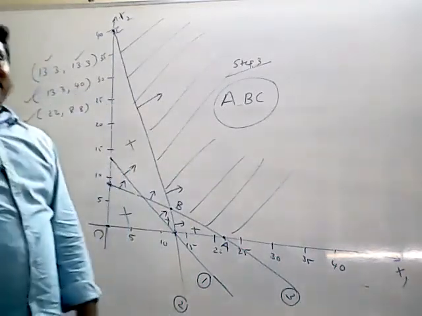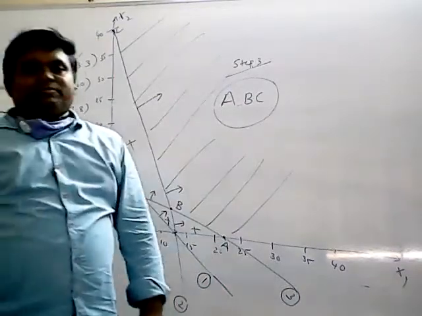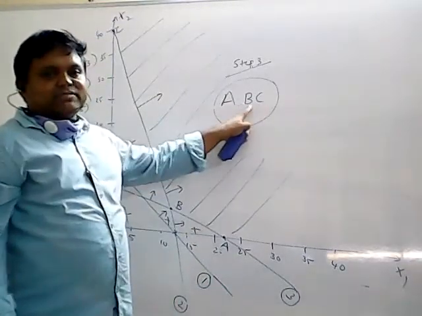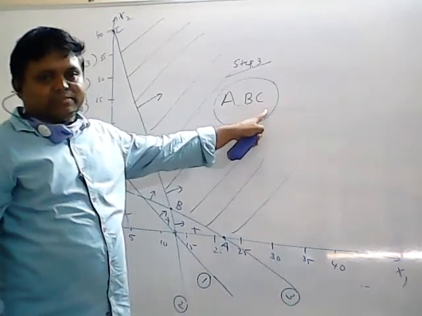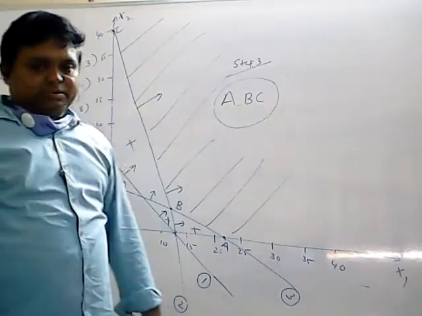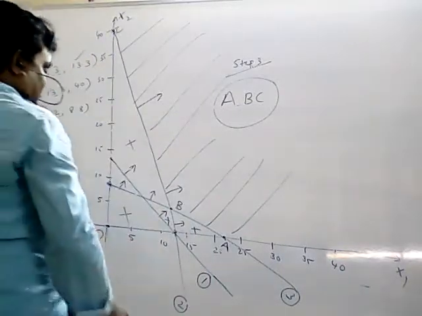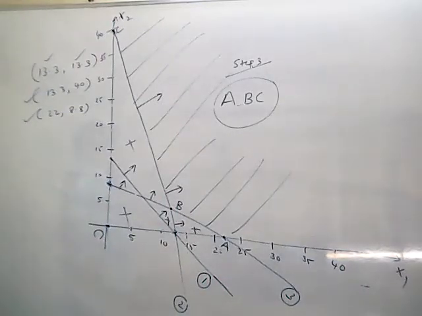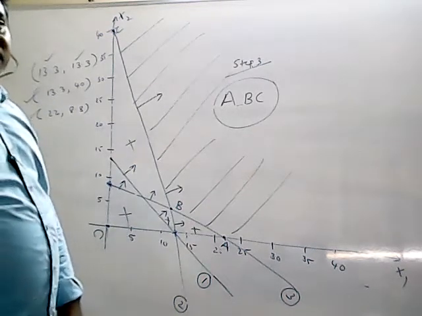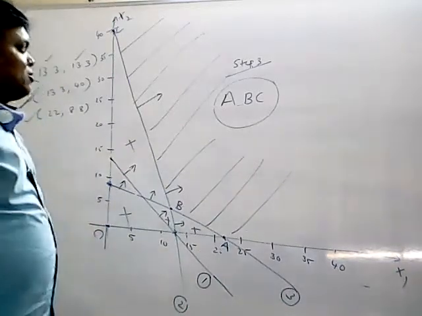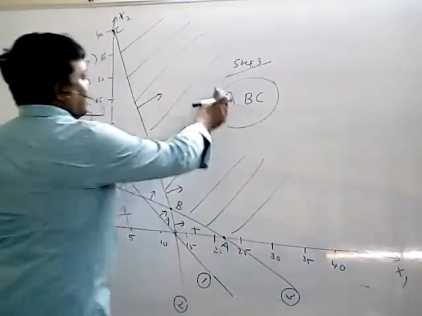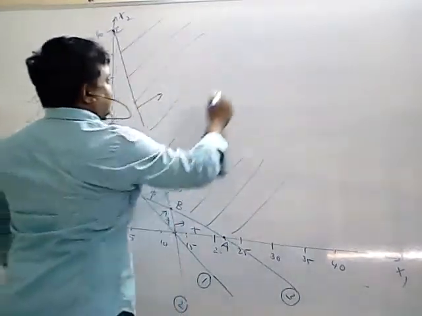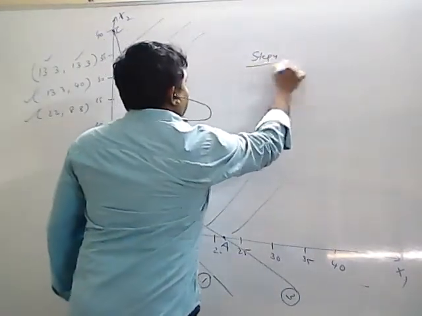So the main step is complete. Remaining steps are very easy. What is step number 4? You have to identify the corner points of the feasible region, that is, the A point, B point, and C point. Step number 4: identify the coordinates of the feasible region.